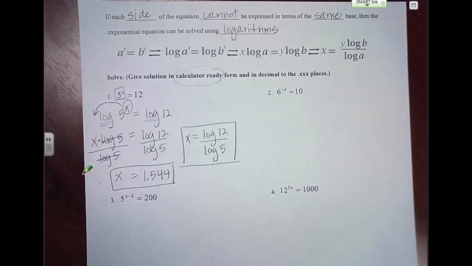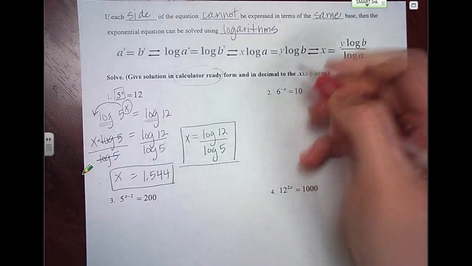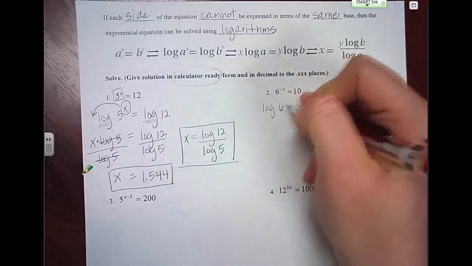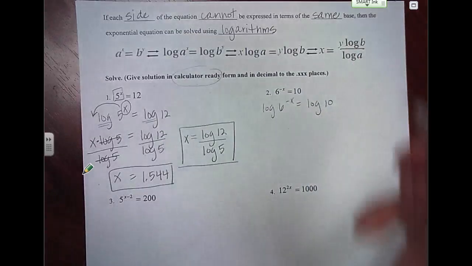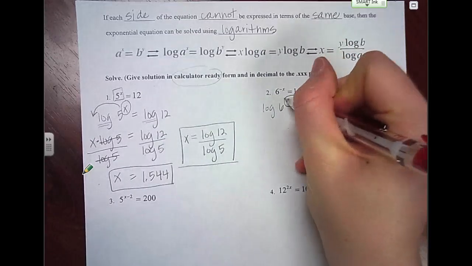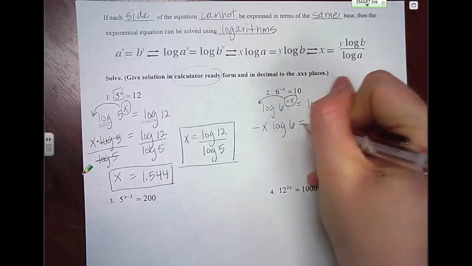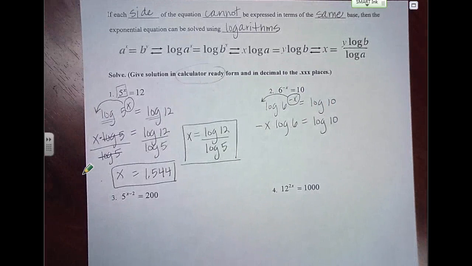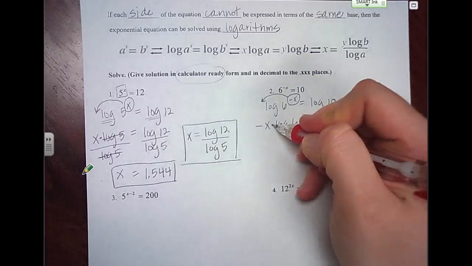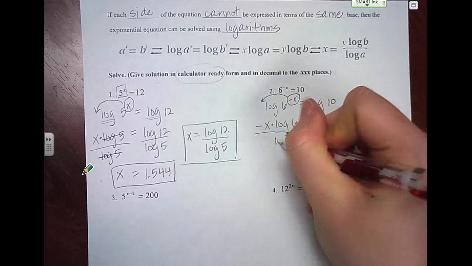Okay, so number 2. I'm going to do the same thing. I have the exponent by itself, so I'm going to take the log of both sides and bring this thing in front here. So negative x log 6 equals log 10. This is being multiplied by log 6, so I'm going to do the same thing I did on the other one, divide by log 6.